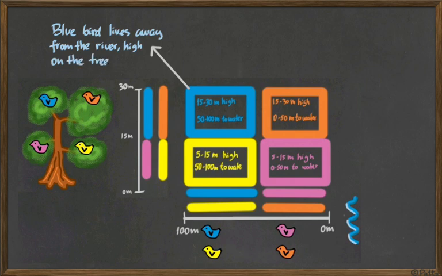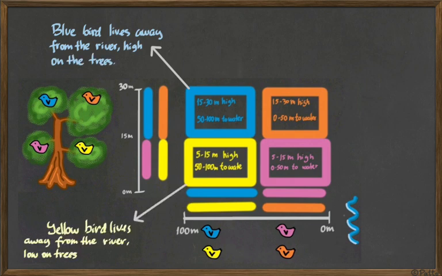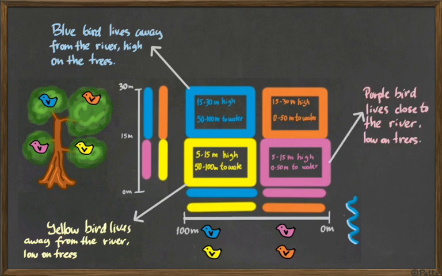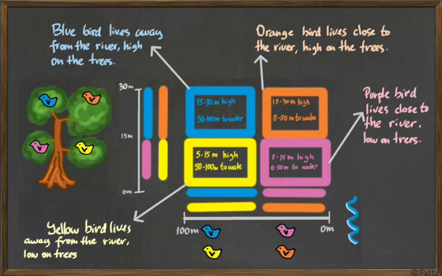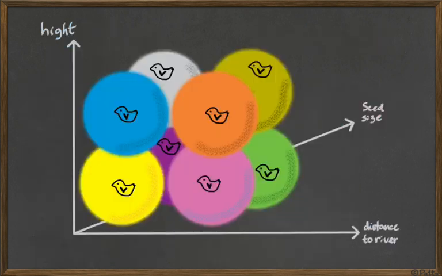Bluebirds will live far from the river, high on the trees. Yellow, far from the river, down on the trees. The purple, close to the river, down on the trees. The orange, close to the river, up on the trees. So these species now don't occupy the same niche anymore.